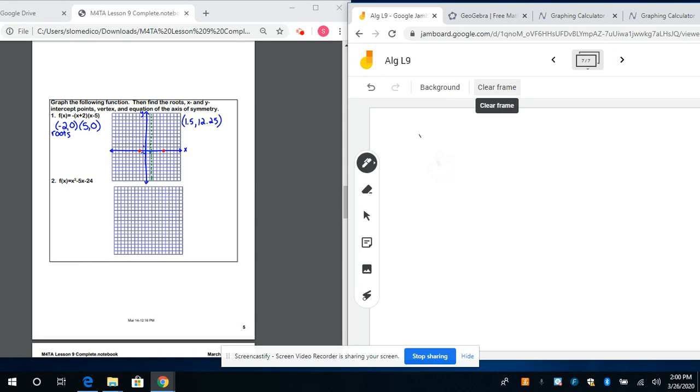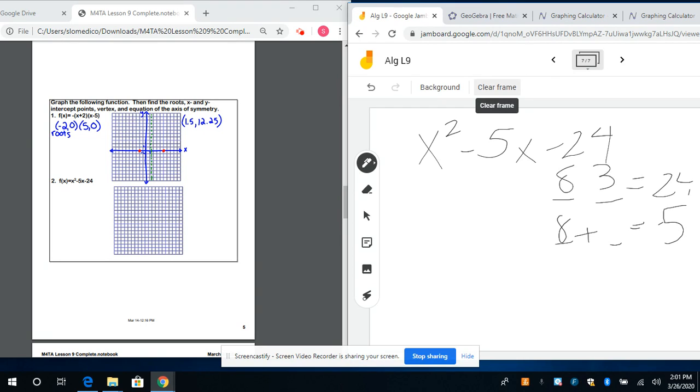So we have x squared minus 5x minus 24. So this isn't in factored form, so we have to factor it first. What two numbers multiply to make 24 that add to negative 5? 8 and 3 will work. And to make it negative 5, we're going to make the 8 negative. So this is what I have. And I have (x minus 8)(x plus 3) is my function now.